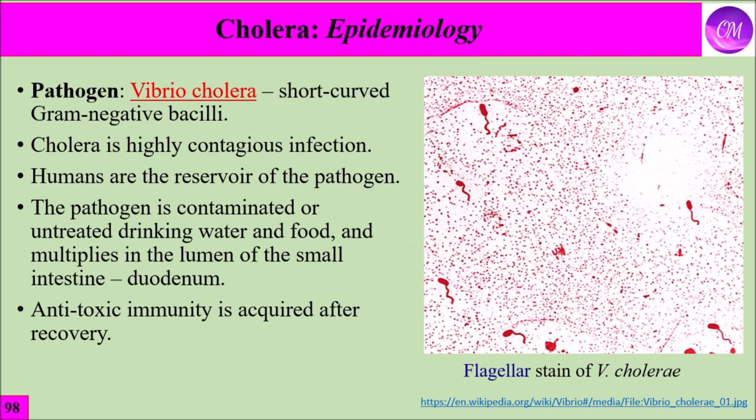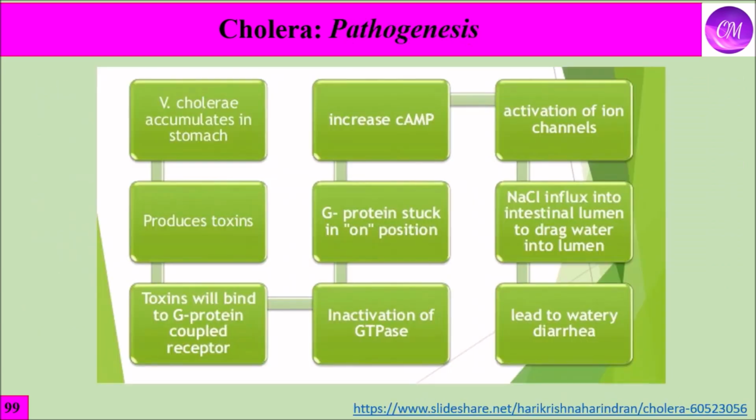Epidemiology of cholera. The pathogen is Vibrio cholerae, a short curved gram-negative bacillus, and you see here the microscopy of the cholera Vibrio. It is a highly contagious infection. Humans are the reservoir of the pathogen. The pathogen is spread through contaminated or untreated drinking water and food, and multiplies in the lumen of the small intestine, the duodenum. Antitoxic immunity is acquired after recovery.